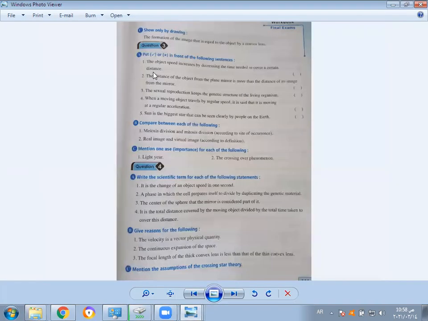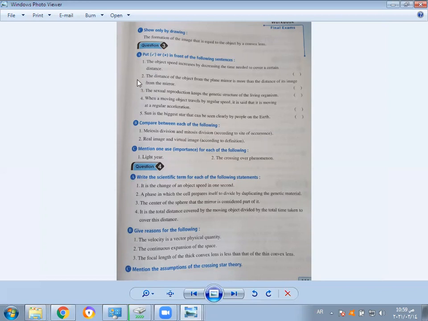Question number 3. Put a true or false sign in front of the following sentences. Number 1. The object speed increases by decreasing the time needed to cover a certain distance. Of course, by decreasing the time, the object speed will increase. So, number 1 is true.